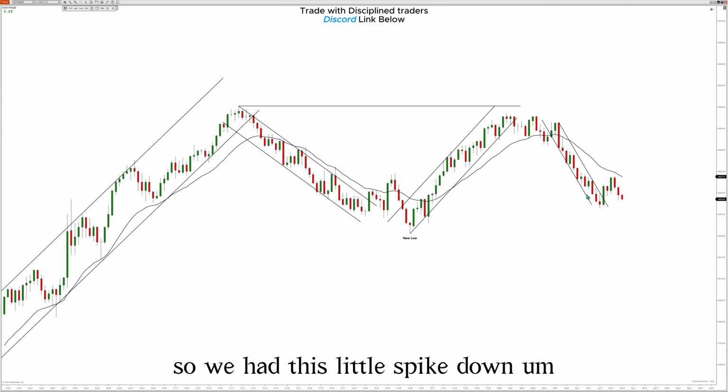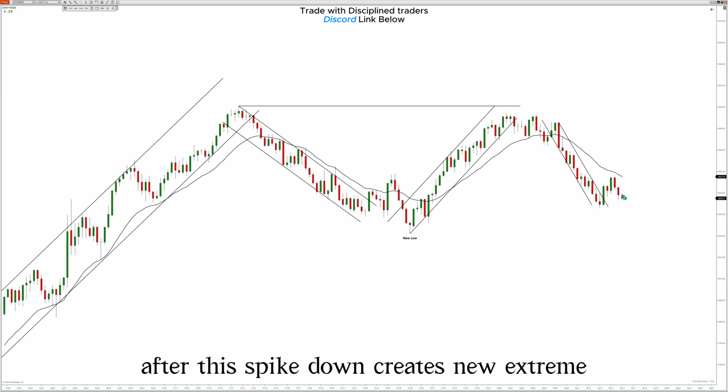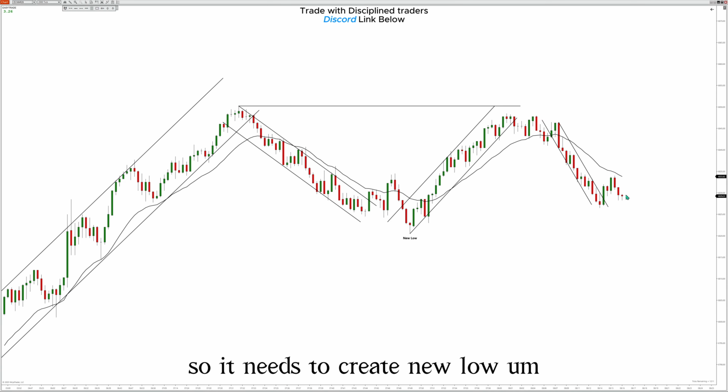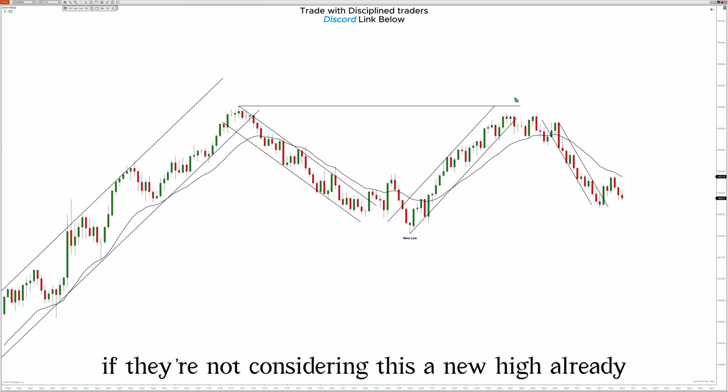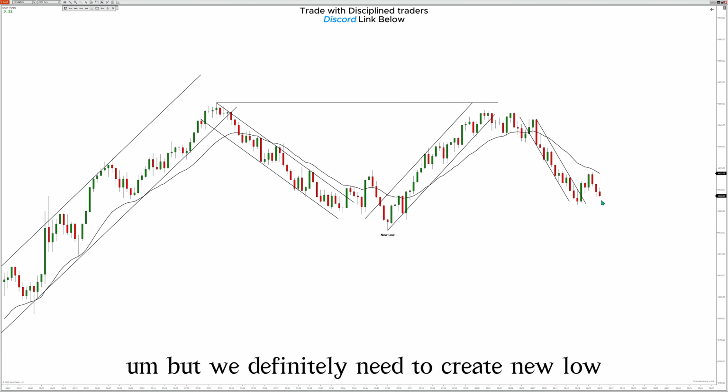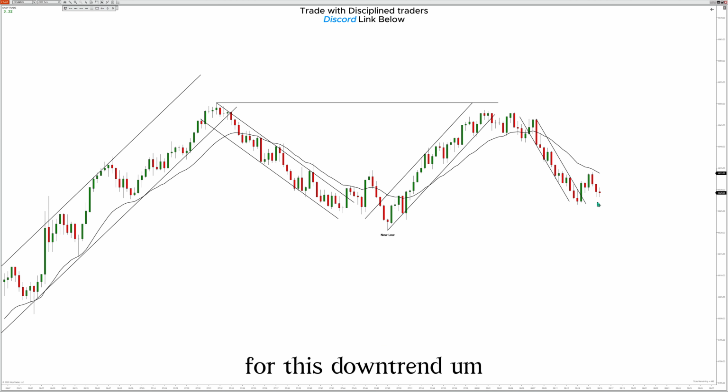So we had this little spike down. After this spike down creates new extreme, you can see we closed outside of it, so it needs to create new low. We really want to see new low be created before we push back above EMA to maybe attempt a new high if they're not considering this a new high already. But we definitely need to create new low for this downtrend.